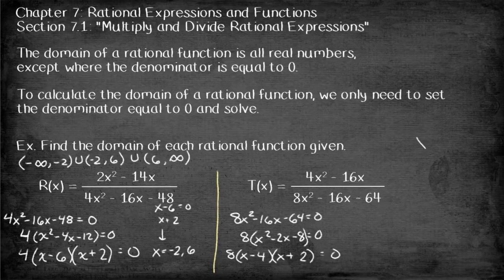And x minus 4 is equal to 0, or x equals 4. And x plus 2 is equal to 0, or x is equal to negative 2. So t of x is defined at all real numbers except for negative 2 and 4, which, again, we want to write in interval notation. So we need everything less than negative 2, everything greater than negative 2 but less than 4, and everything greater than 4.